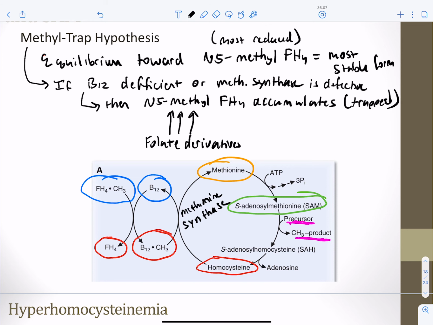So a functional folate deficiency, or the appearance of a functional folate deficiency, may be caused by a lack of vitamin B12 or a deficiency of the methionine synthase enzyme. And so any of this, whether it's a folate deficiency, vitamin B12 deficiency, or lack of function of the enzyme, is the methyl trap.